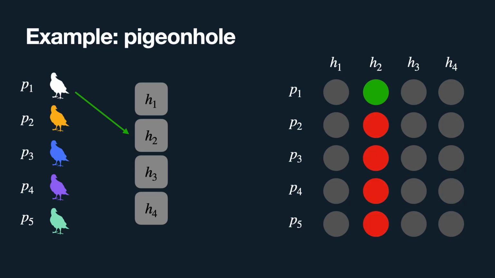If we do set pigeon 1 in hole 2, then we can derive through some encoding of this formula that hole 2 can't have any other pigeon in it, so we could set all of those other variables to false. For another example, we could fit pigeon 3 in hole 1 and set all of the other pigeon variables for that hole to false as well.